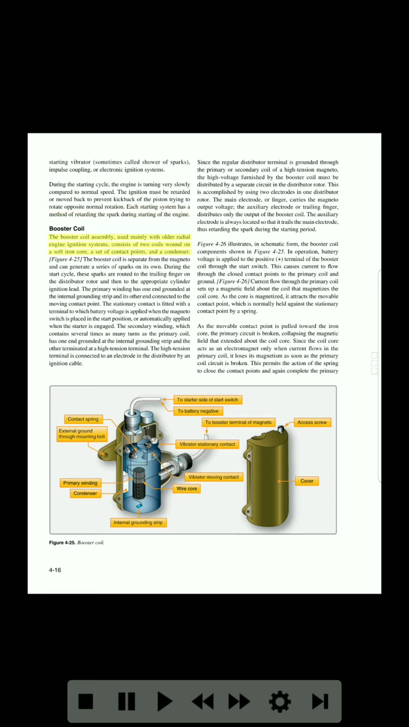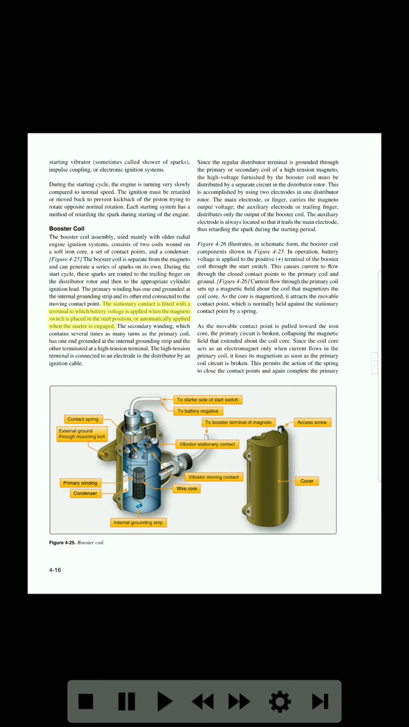Booster coil. The booster coil assembly, used mainly with older radial engine ignition systems, consists of 2 coils wound on a soft iron core, a set of contact points, and a condenser. As shown in Figure 4-25, the booster coil is separate from the magneto and can generate a series of sparks on its own. During the start cycle, these sparks are routed to the trailing finger on the distributor rotor, and then to the appropriate cylinder ignition lead. The primary winding has one end grounded at the internal grounding strip, and its other end connected to the moving contact point.